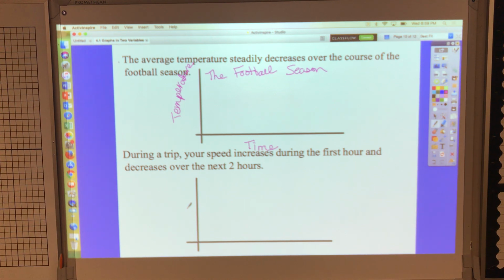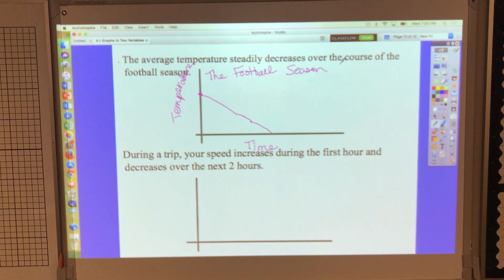The start of the football season, depending on which sport you play for, but in the middle school, starts in August. So that's pretty warm outside still. And it steadily decreases, means it's a straight line, and decreasing goes down. And you might even play until it gets to the winter. And if you're playing professionally, if you were playing for North Dakota, it would even go all the way to 0. So it's steadily declining throughout the season.